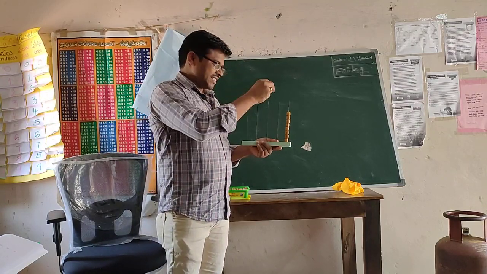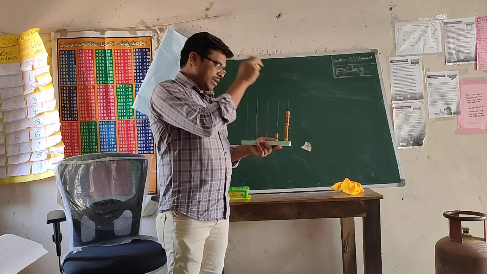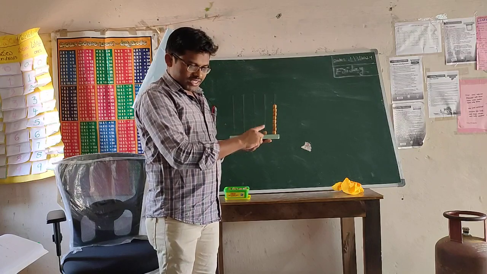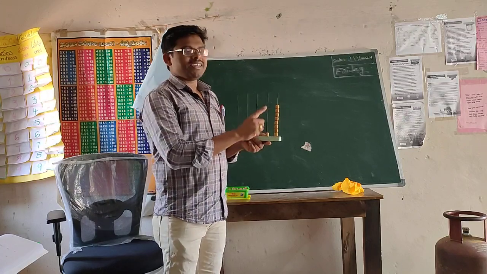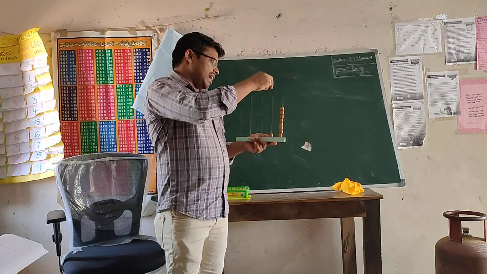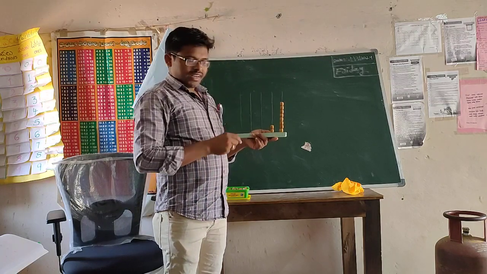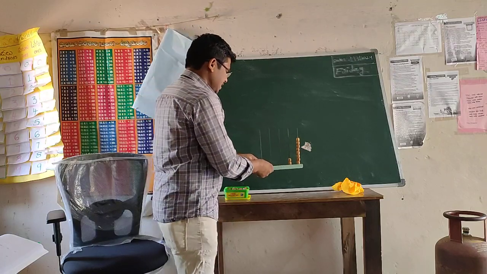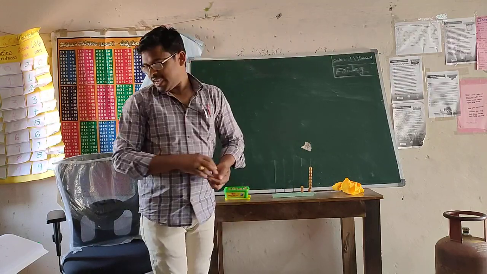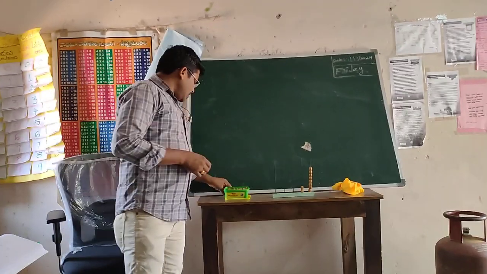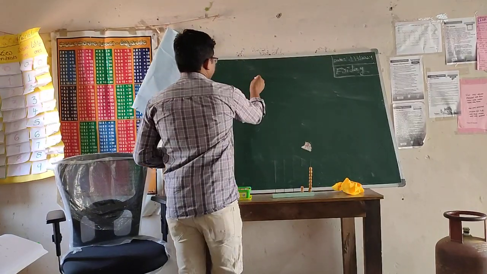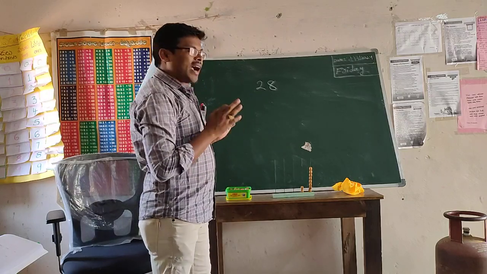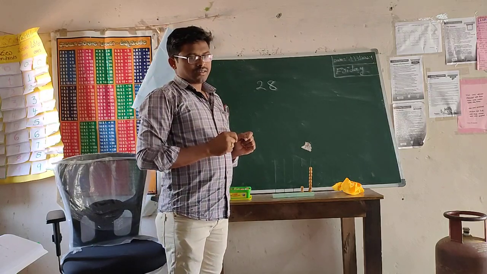In the tens place, I put one bead. So how much? 10 plus 8, how much? 18. Now again I will put one more ten. 20 plus 8? 28. Yes, it is 28. So let us do addition with the abacus.